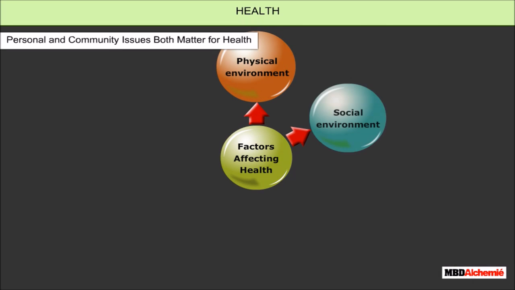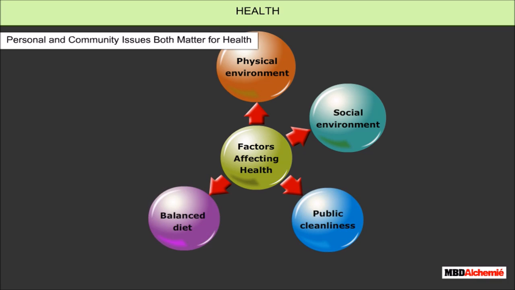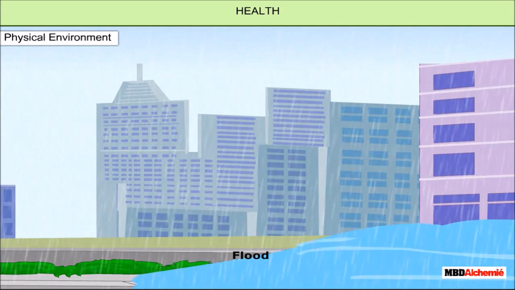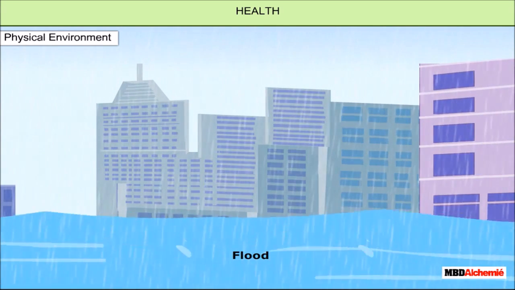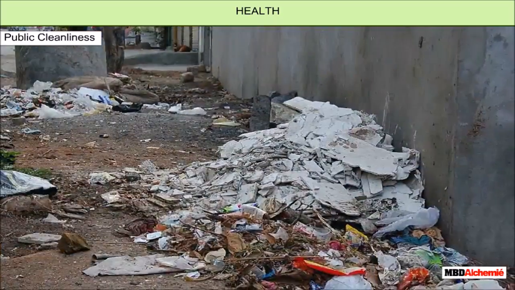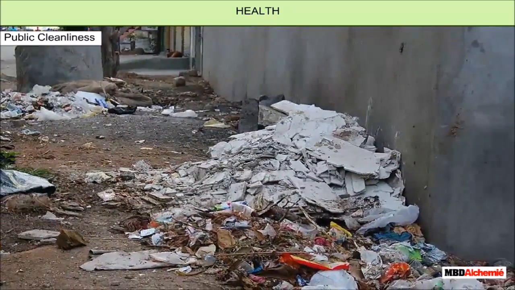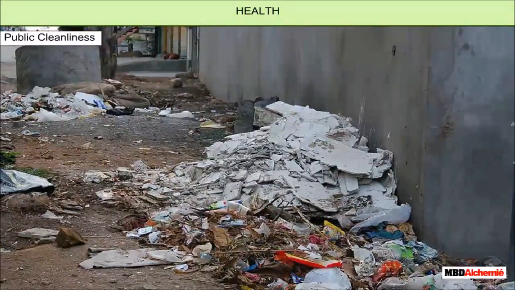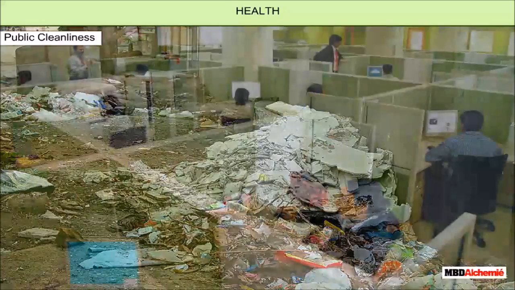The health of a person is affected by different factors at personal level as well as community level. Let's discuss them one by one. Physical environment. Factors like light, temperature, natural disasters, etc. affect the health of human beings. Public cleanliness. Garbage, blocking of drainages, open and stagnant water, etc. increase chances of poor health.